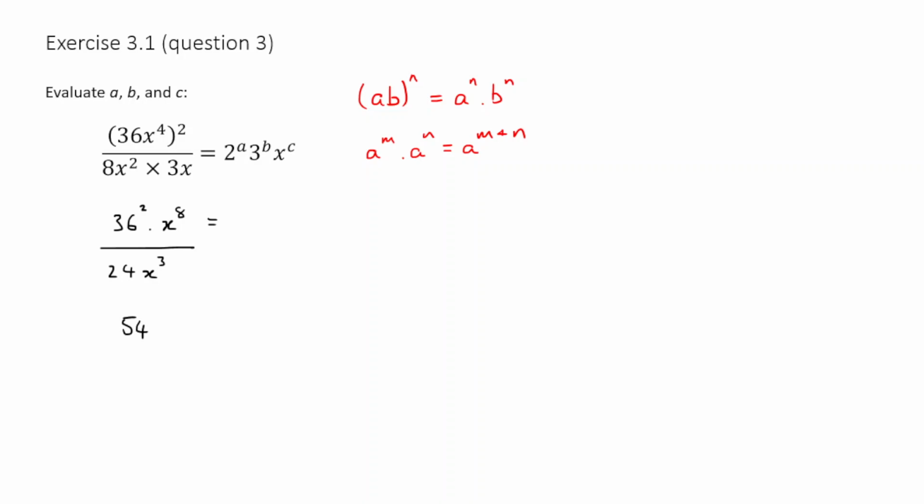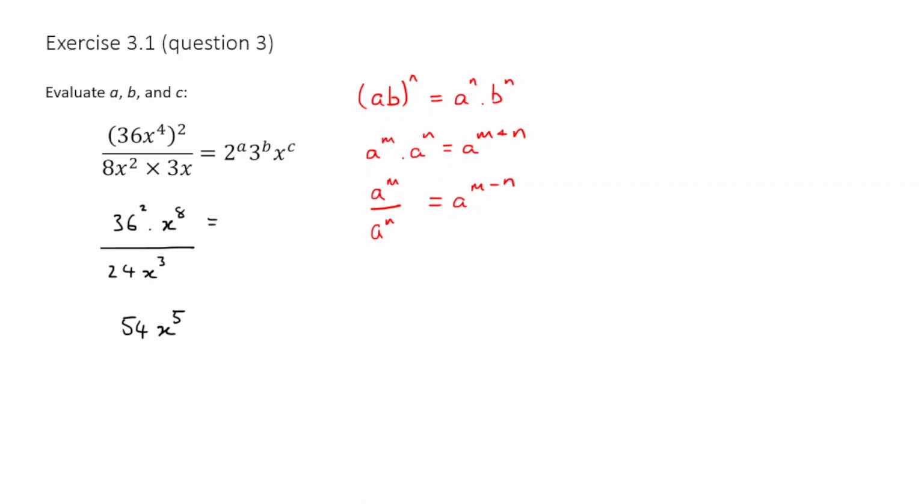And I can also simplify x to the 8 divided by x cubed, because we also know that rule. That rule is if I've got a to the power of m and I divide it by a to the power of n, then I get a to the power of m minus n. So if I've got x to the power of 8, and I divide by x to the power of 3, then I'm going to have x to the power of 8 minus 3, which is x to the power of 5.